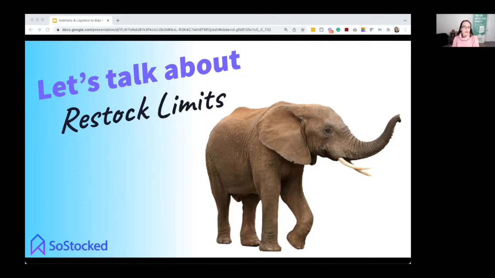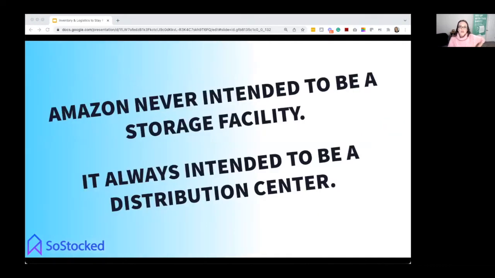So you need to plan accordingly, and you need to understand how it is possible to increase restock limits. What are those things that I should be focused on? What are the top metrics that I should be working on that will show Amazon that I deserve more space in their warehouses, right? So first and foremost, Amazon never intended to be a storage facility.